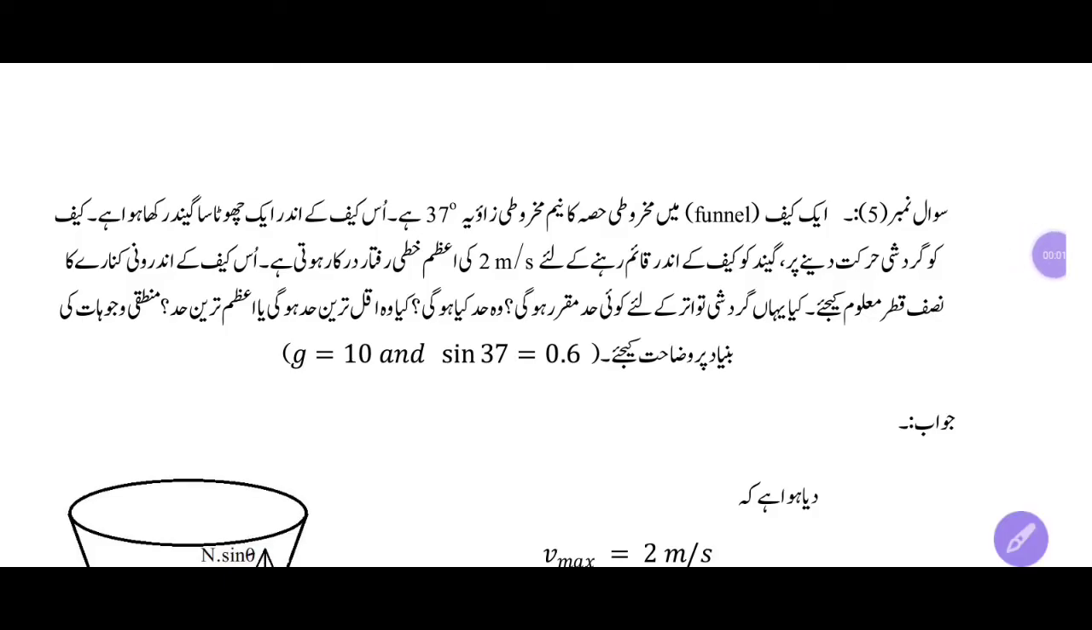Okay, let's start our fifth problem. Semi-vertical angle of a conical section of a funnel is 37 degree. There is a small ball kept inside the funnel. On rotating the funnel, the maximum speed that the ball can have in order to remain in the funnel is 2 meter per second. Calculate inner radius of the brim of the funnel.